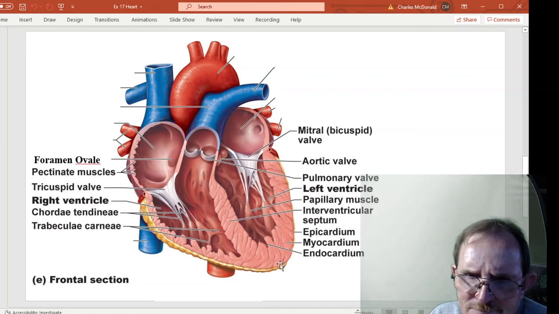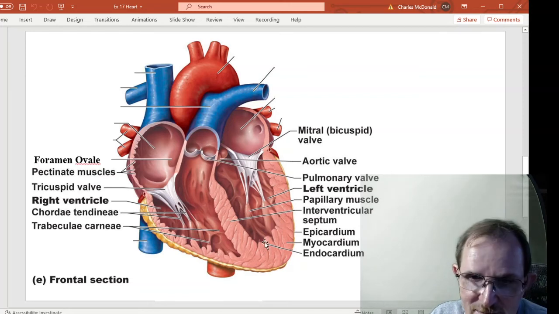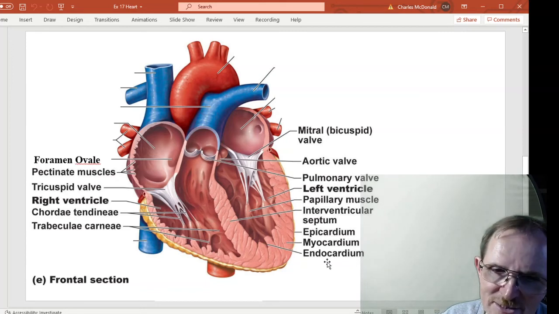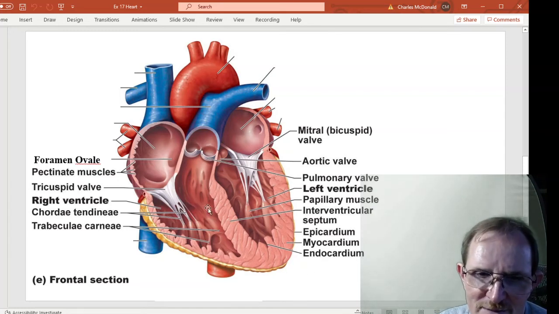Okay, the layers of the heart. Here on the inside, you've got epithelial tissue. This epithelial tissue is exactly the same as it is in the blood vessels. It's like endocardium or endothelium, but since it's in the heart, we call it endocardium. It's just a thin epithelial layer that lines the inside of the heart.